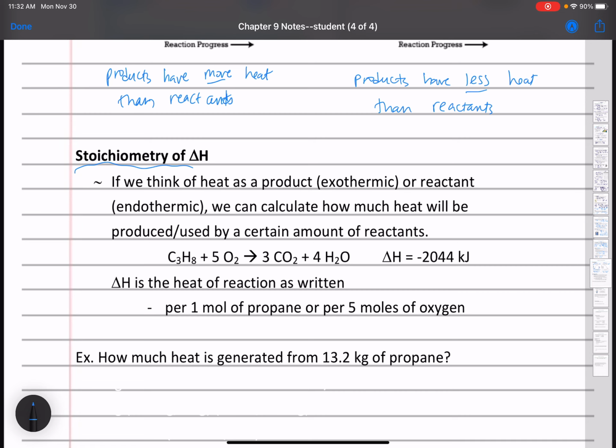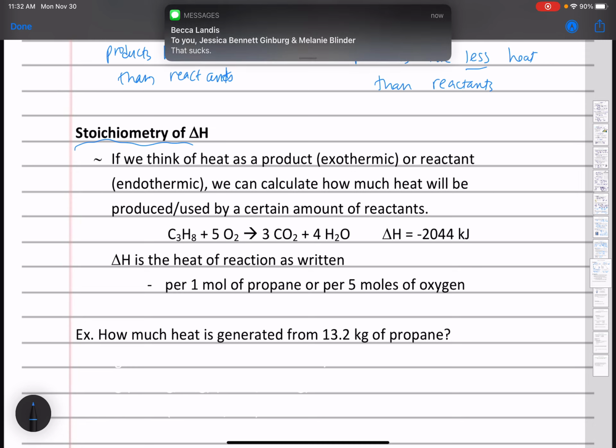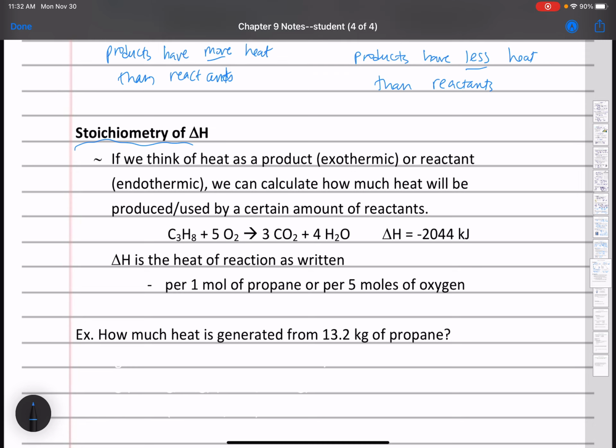We can figure out, for instance, if we have a certain amount of nitrogen or oxygen, how much heat are we going to need? Or if we have, in this reaction, a certain amount of magnesium and oxygen, how much heat will we be able to produce? It's just like stoichiometry. We're just thinking of heat as a product or a reactant, and we're quantifying it.